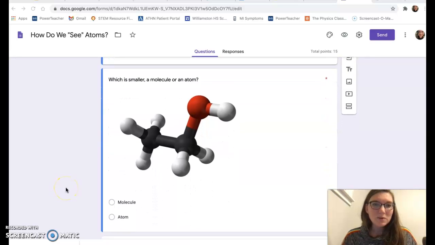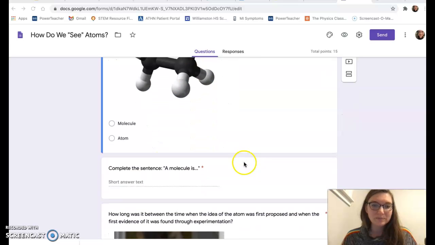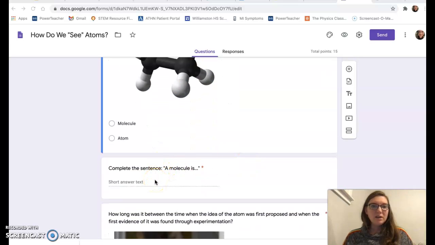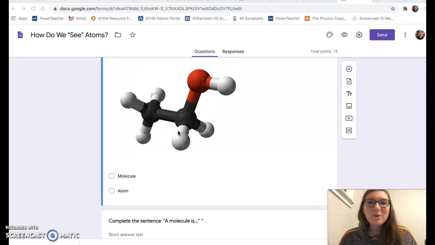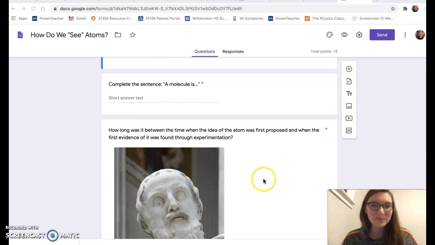So first question, which is smaller, a molecule or an atom? An atom is smaller. Each one of these circle spheres is an atom, and the whole thing altogether is a molecule. So if we're going to complete the sentence, a molecule is a clump of atoms that stick together. It's probably not the best scientific explanation, but that will do for what we know with it right now.